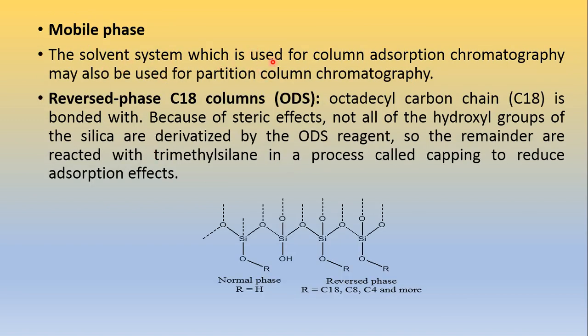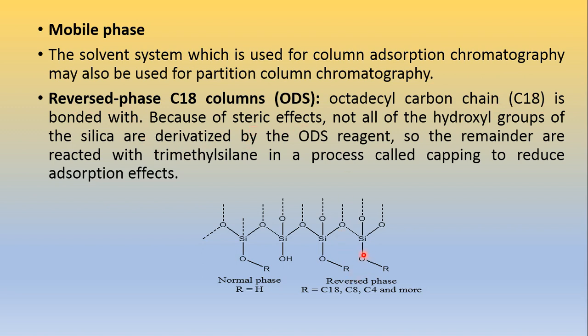Mobile phase, the solvent system which is used for column adsorption chromatography, may also be used for partition column chromatography. Now in reversed phase, generally C18 columns, ODS silica columns, are used, where an octadecyl carbon chain, a total 18 carbon chain, is bonded with these silica gel particles. So it works as a hydrophobic liquid stationary phase. So this is reversed phase chromatography.